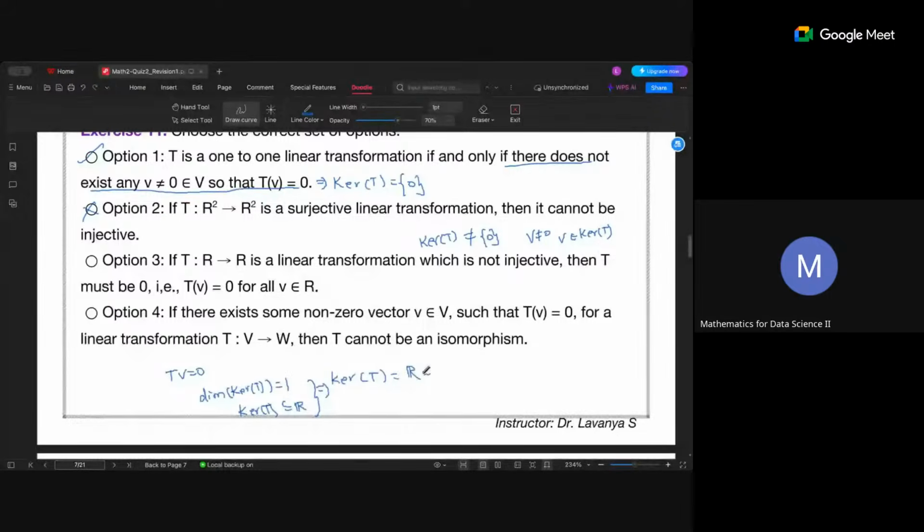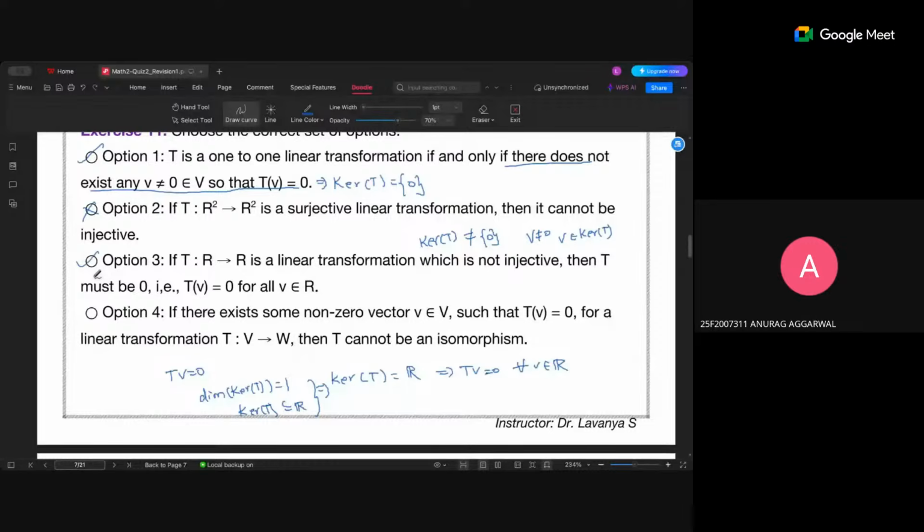Yes, ma'am. Okay. So if the kernel is the entire space, then the transformation is a zero transformation, right? Yes, ma'am. So is this true or not? It's true, ma'am. Ma'am, only because it's R to R, we can infer that it's a zero transformation. Exactly. Because it is from R to R. Yes, ma'am.